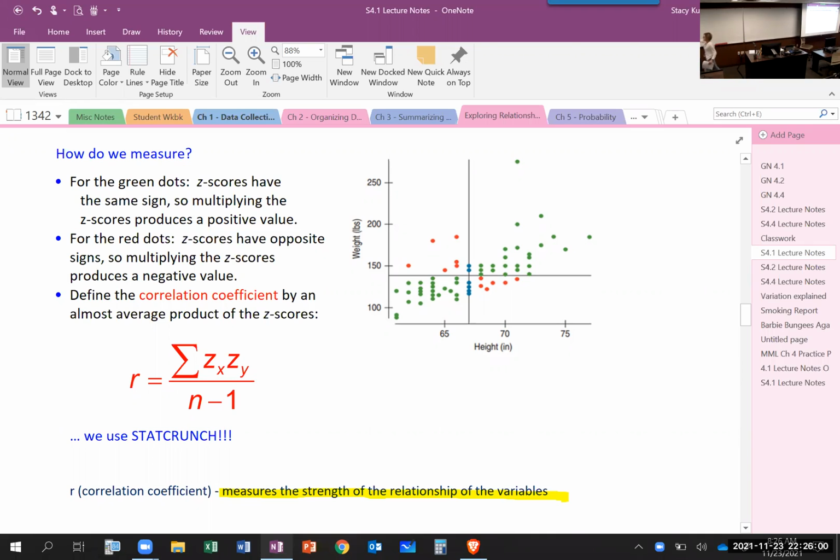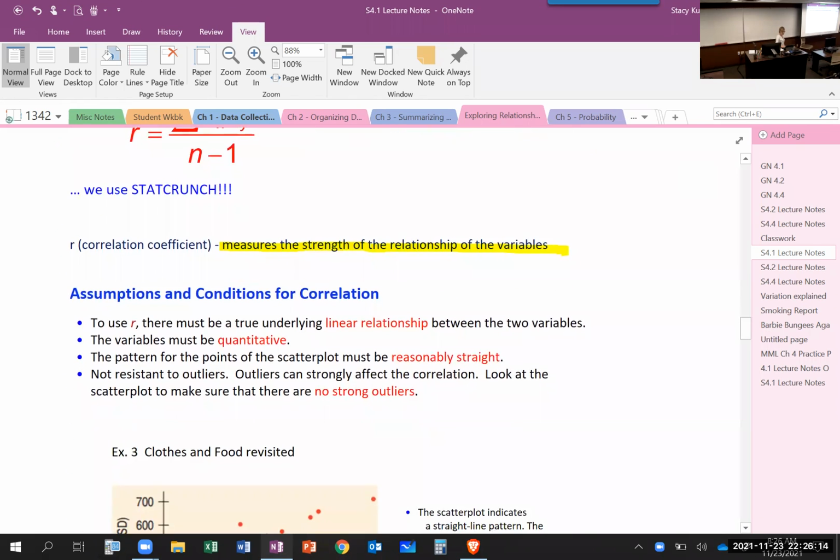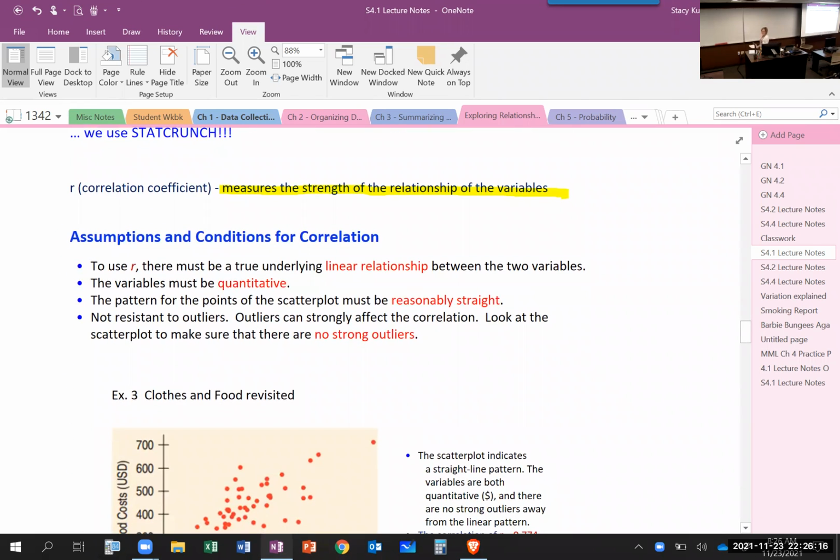This is how the R score, or our correlation coefficient, is calculated. This is the reason for it. We don't really care about all of that. We just need to know this part that I highlighted in yellow. The R, which we define as the correlation coefficient, measures the strength of the relationship of the two variables we're trying to compare. So R becomes a number that we can use to measure how strong of a relationship I have.